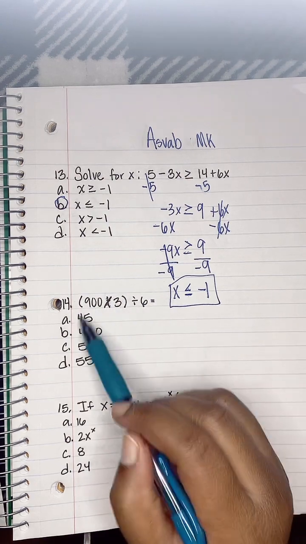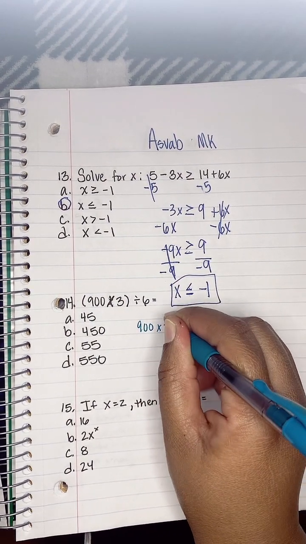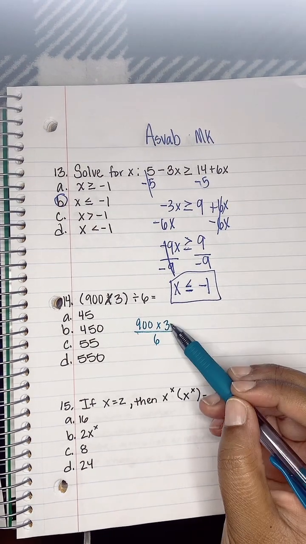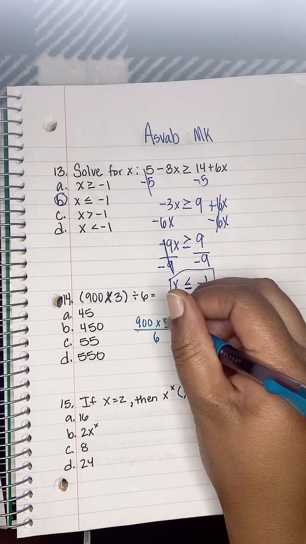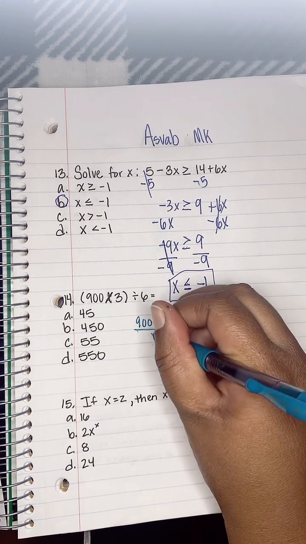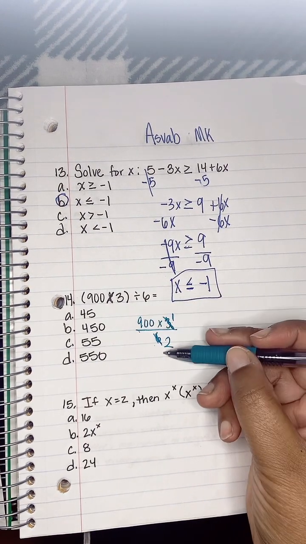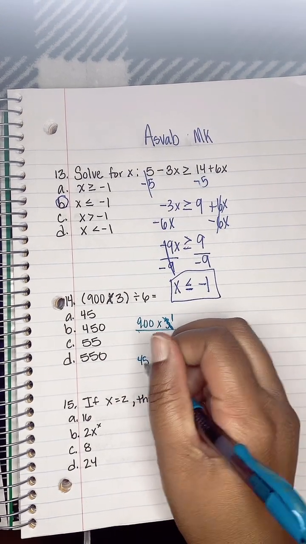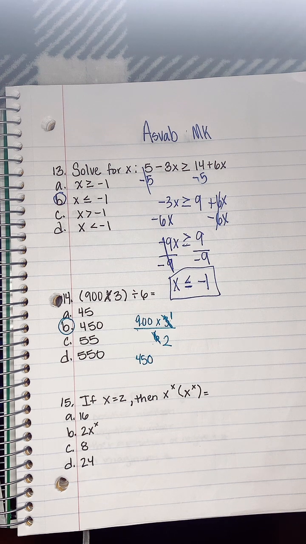So, how I would do this, let me show you how I would do it. I would do 3 divided into 6, so I would cancel this out, make this a 1, and then make this a 2. And then I would take half of 900. Well, half of 90 is 45, and then I just add the 0. So our answer has to be B.